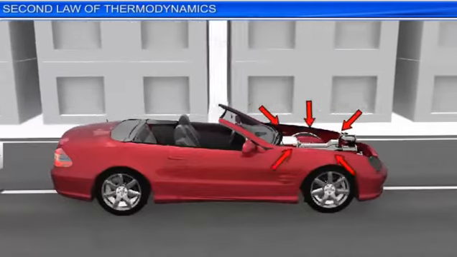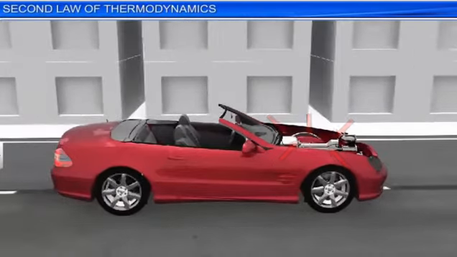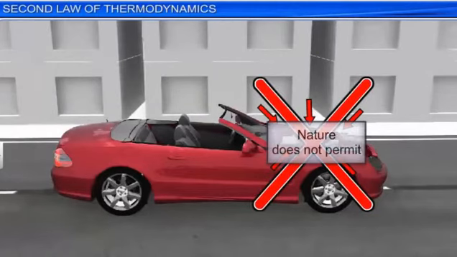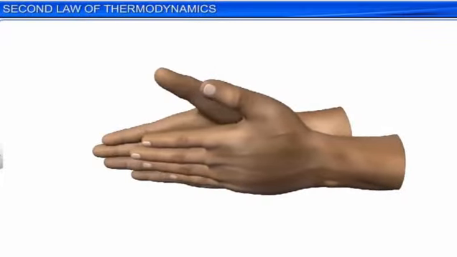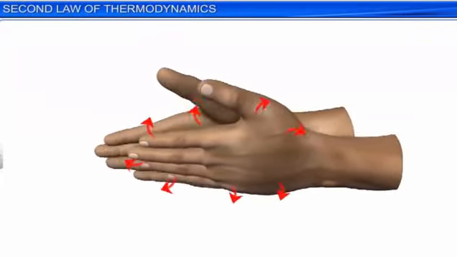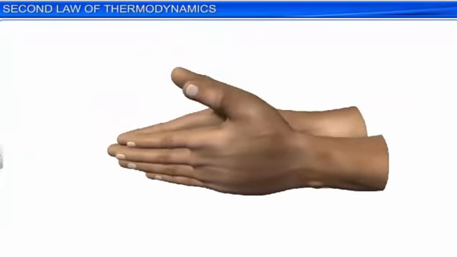But it seems that nature has put a constraint on such processes. There are many such processes that are valid according to the first law of thermodynamics, but which do not take place on their own. For example, if we rub our hands, they become warm. On the other hand, do both the hands absorb heat from their surroundings and rub each other on their own?